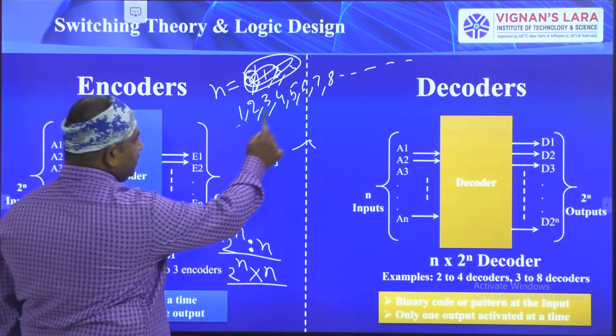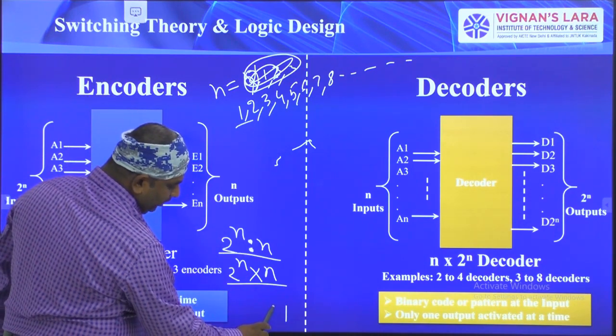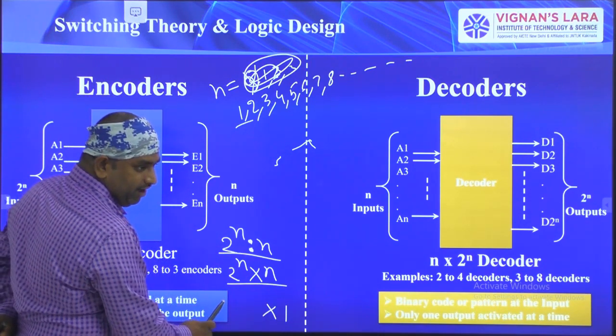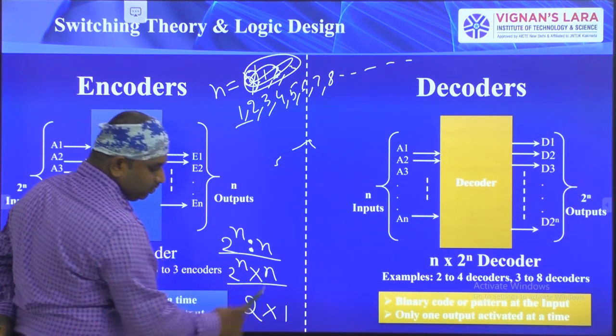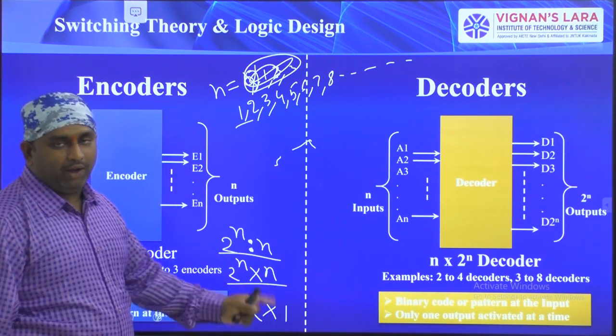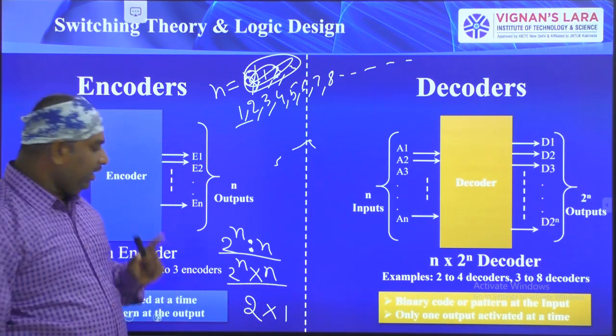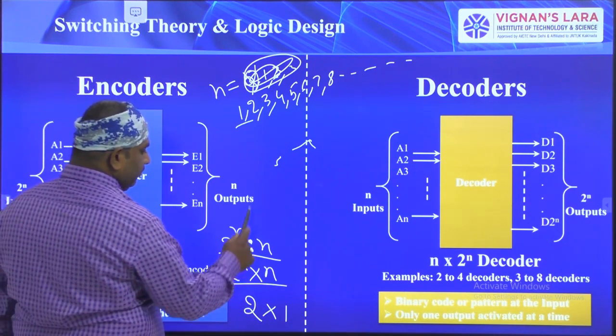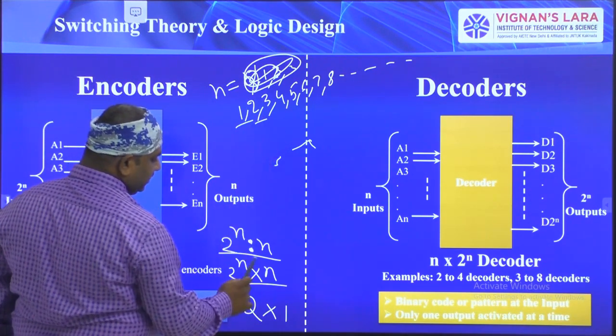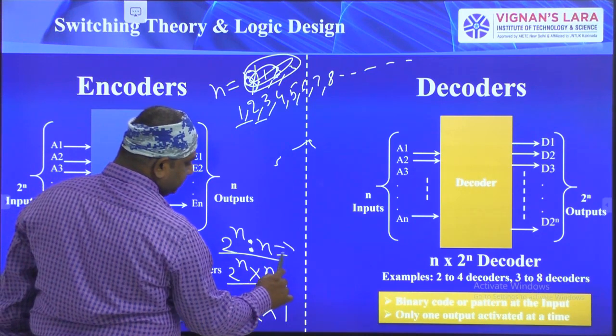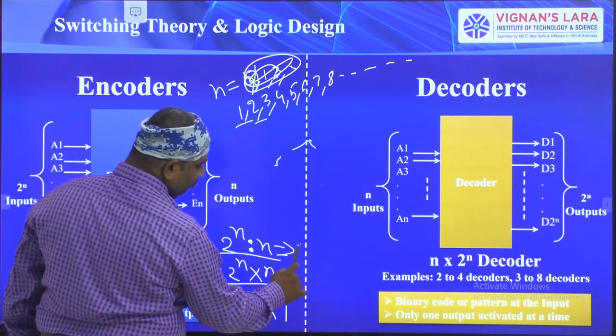So I said that n is equal to 1. If n is equal to 1, then what is the 2 power n value? 2 power 1 is equal to 2. So the first encoder is the 2 by 1 encoder. Next, if n is equal to 2, then it becomes 2 power 2, that is equal to 4.